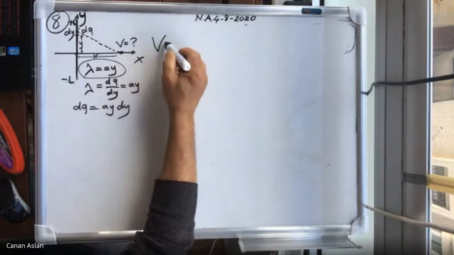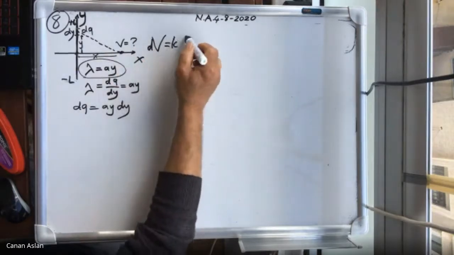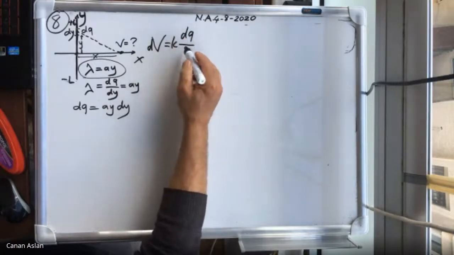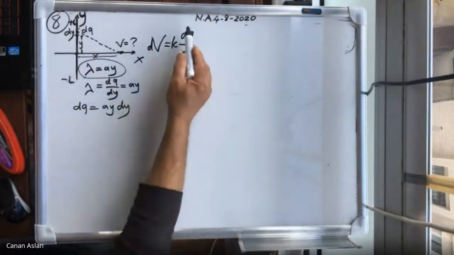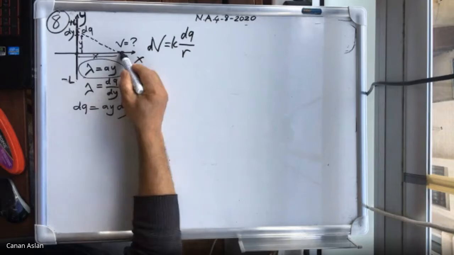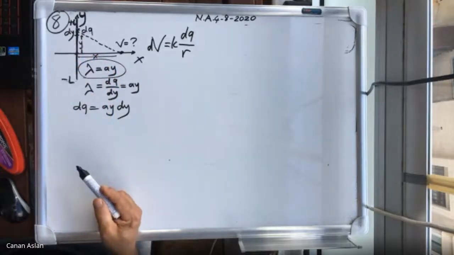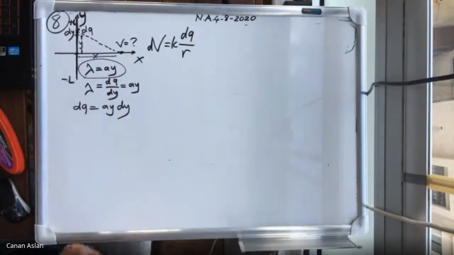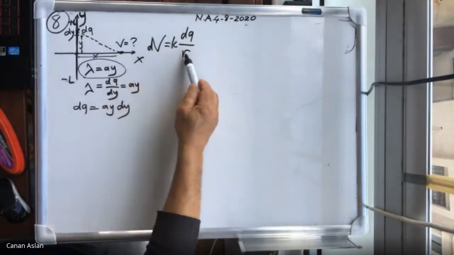The potential is just dV, which is k times dq over r, not r squared, r in the denominator. So we have to integrate this. We are treating the potential at this point as produced by just a little bit of charge here. We are assuming that this length dy is infinitesimally small, so that the charge dq is considered a point charge, so that its potential is given by this expression.